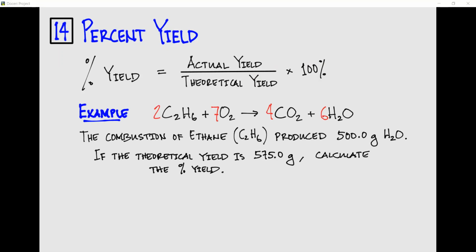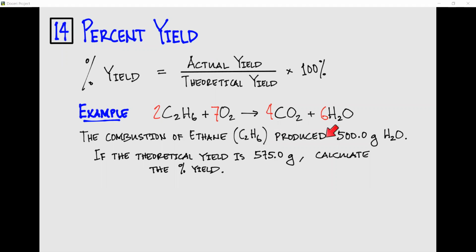So here's an example. Again, we're using the same chemical reaction here. The combustion of ethane, C2H6, produced 500 grams of water. If the theoretical yield is 575 grams, calculate the percent yield. All right, so again, when ethane was burnt, it produced 500 grams of water. According to a calculation, which is the theoretical yield here, you're supposed to get a total of 575 grams.